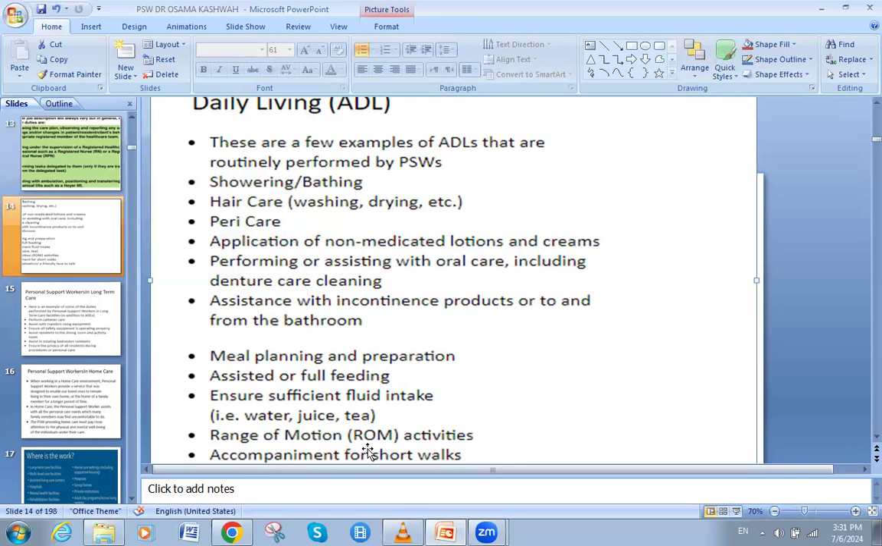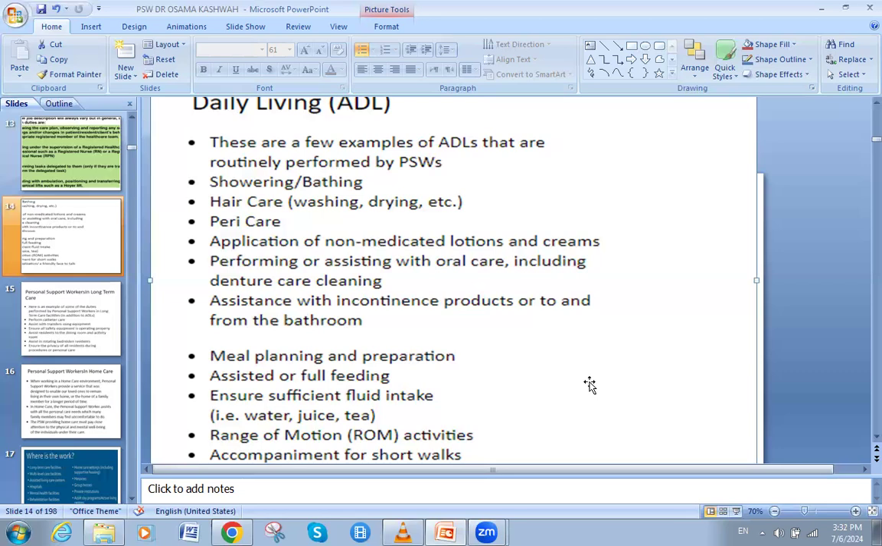Range of motions and activities. This is another part, and we'll study the range of motions here also, and accompaniment for short walks. The PSW is the one who takes the patients for a short walk, using the cane, or if he's self-independent, he can walk. But as a PSW, your eyes must be watching him all the time, not just sit down and tell him to walk and come back.